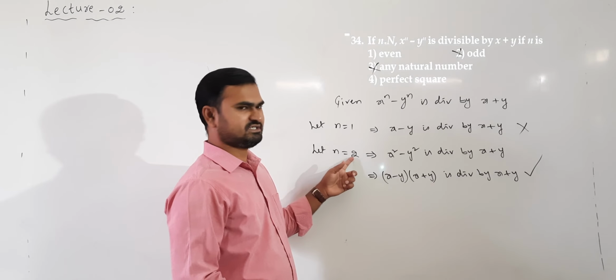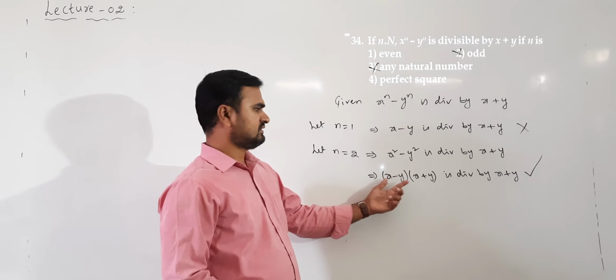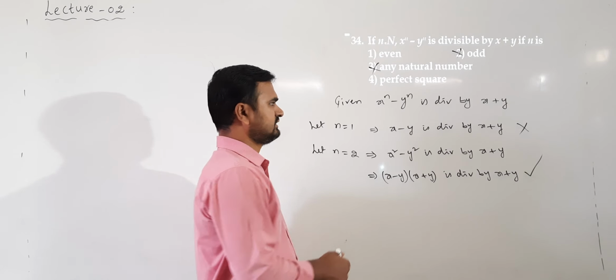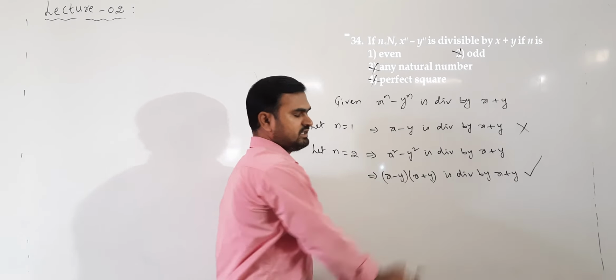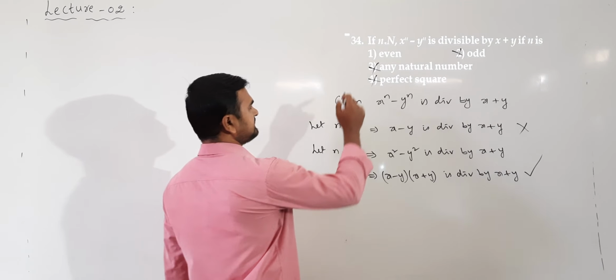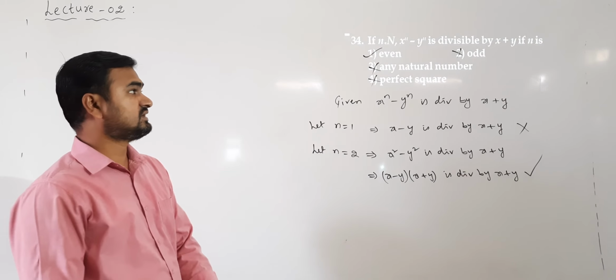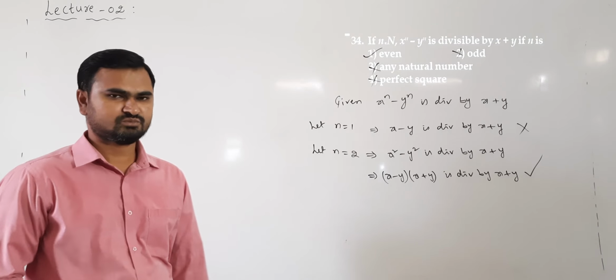Now, is 2 a perfect square? No. So even though it is not a perfect square, it is divisible by x plus y. So there is no need for a perfect square. If it is even, that is enough for it to be divisible by x plus y. So in this case, you can take the answer as the first option: x power n minus y power n is divisible by x plus y.